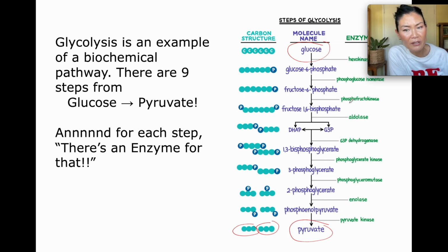And for each step, right, there's an enzyme. So that's why I like to say in class that there's an enzyme for that. There's an enzyme for every single little step. It's just amazing how your cells make all of these different enzymes that have a specific purpose, okay? Like phosphofructokinase, it only does one thing, which is to convert fructose 6-phosphate into fructose 1,6-biphosphate, okay?